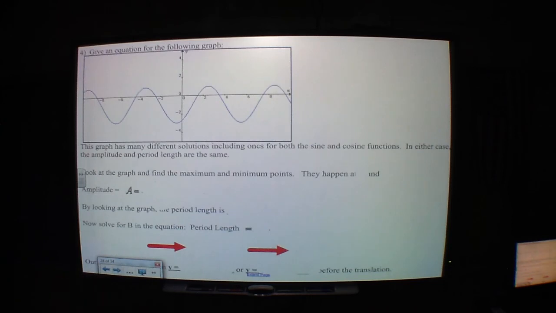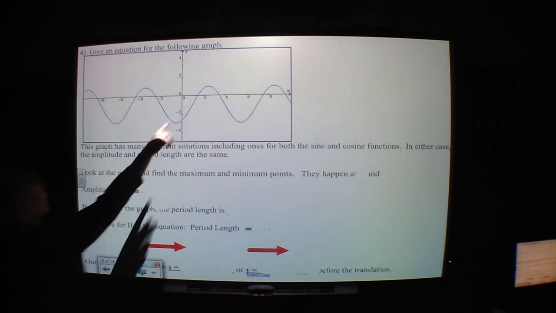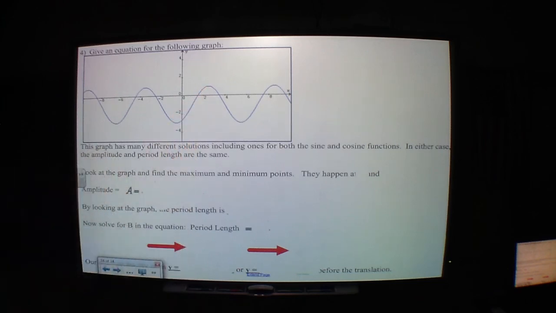Give an equation for the following. I have a graph here. I want to give an equation for it. First thing I would do is figure out, do I want to do sine or cosine? Because you could do either sine or cosine. Okay? But whatever you do, sine or cosine, the amplitude and period length are the same. So when I look at this, I go up to 1 and down to -3.